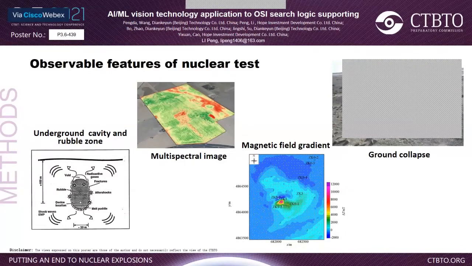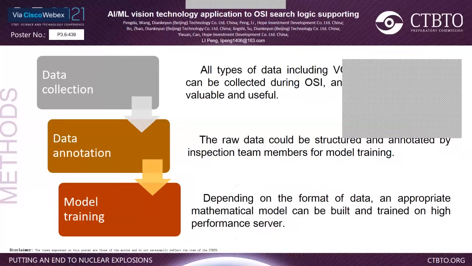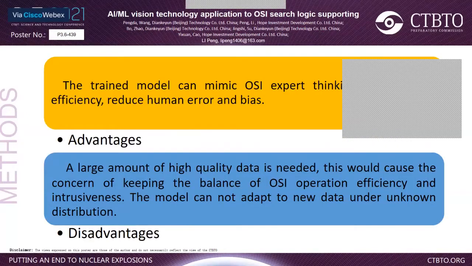This is something just providing some initial thought in this regard. We can put AI and machine learning technology as assistance to the OSI search logic, from data collection to data annotation to model training. And we can also see some of the advantages of AI and machine learning, and also disadvantages.